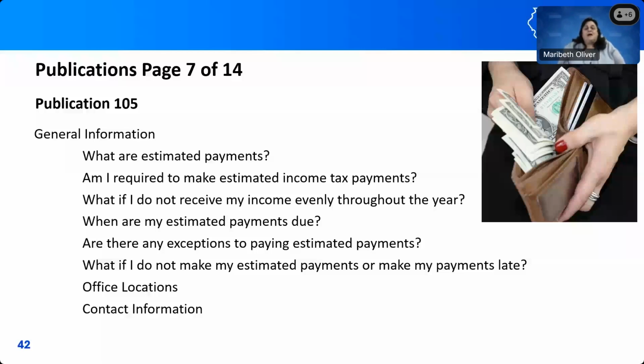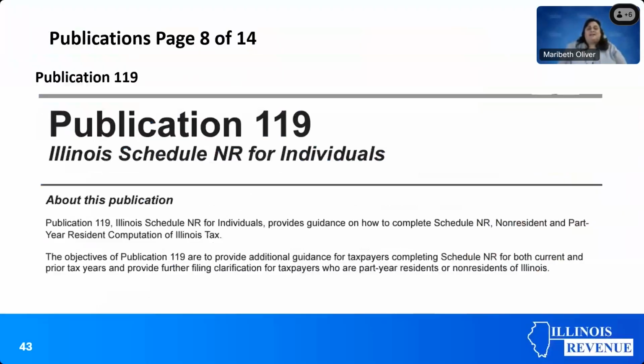Publication 119, it's for non-residents. It's for the Schedule NR. It says that this publication 119 is for individuals, provides guidance on how to complete the Schedule NR non-resident and part-year resident computation of Illinois tax. And the objectives are to provide additional guidance in completing this Schedule NR for both current and prior year tax returns, and it gives you a little help on figuring out part-year residents.